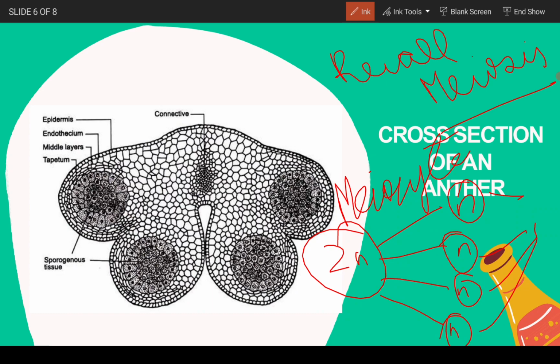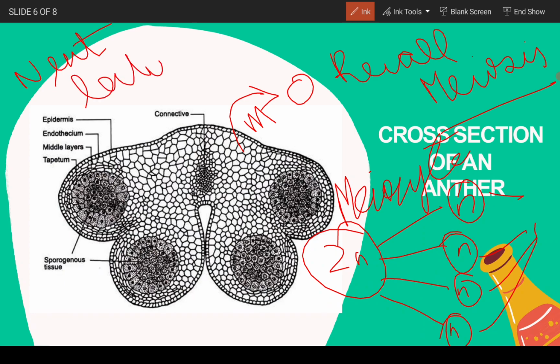Sporogenous cells. These sporogenous cells are the ones which undergo meiosis to produce what we see as pollen grains. Not pollen grains directly, it produces spores, microspores. Four of them are produced. There is much about it which will be told once again in the next lecture. Next lecture you will be extremely done with all the concepts regarding this, and you will be good to go.